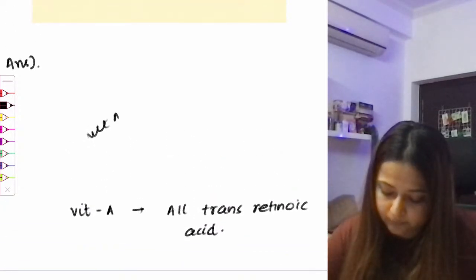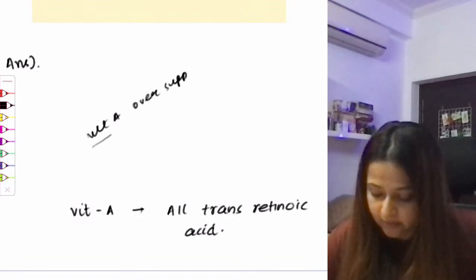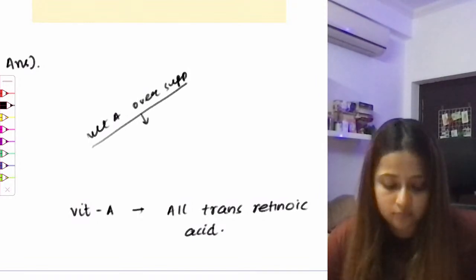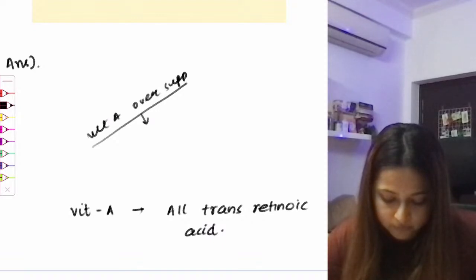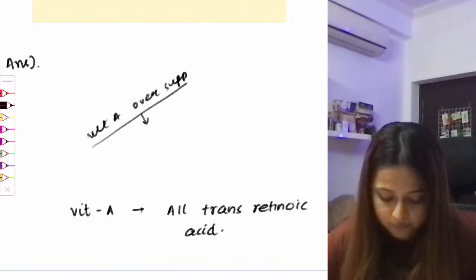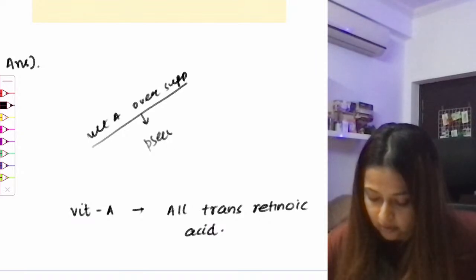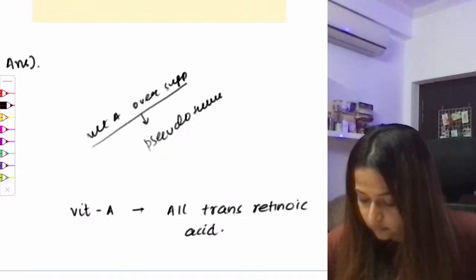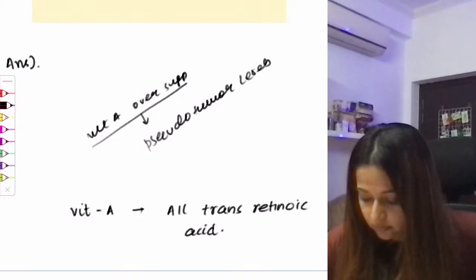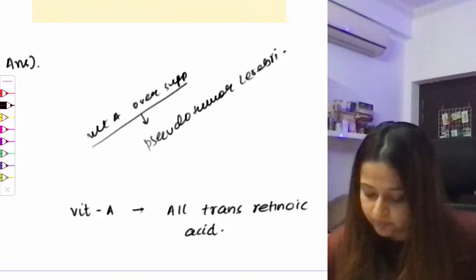One quick question here. Vitamin A oversupplementation could lead to a condition known as... Oversupplementation, guys. We are not talking about the deficiency of vitamin A. The answer to this question is pseudotumor cerebri. The other name of pseudotumor cerebri is idiopathic intracranial hypertension.